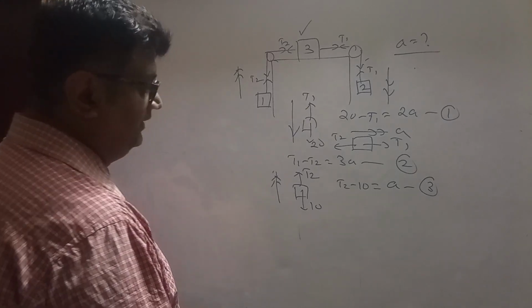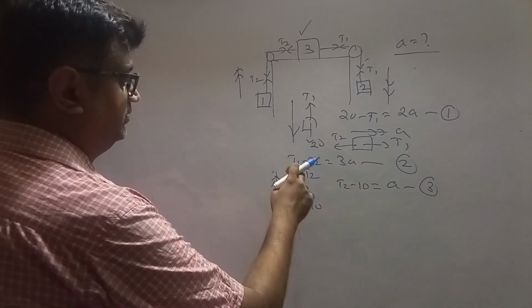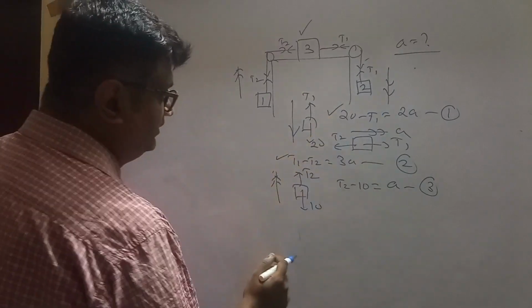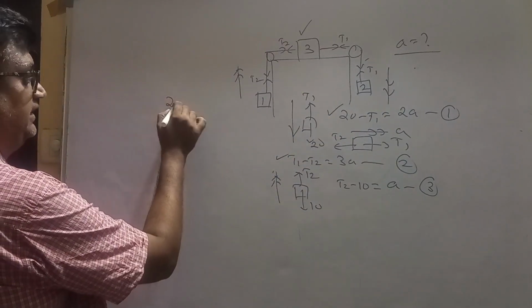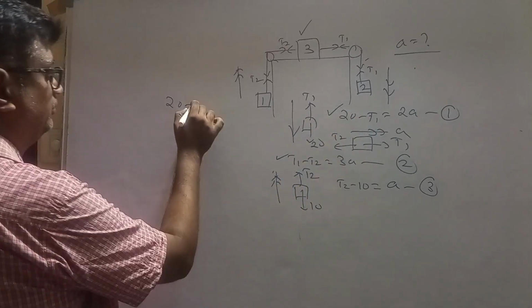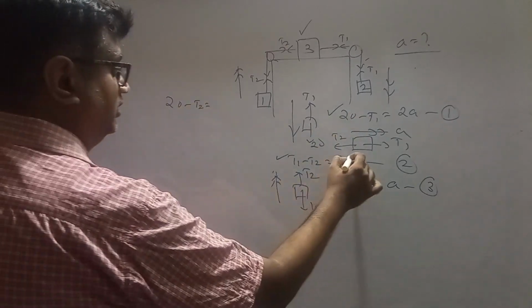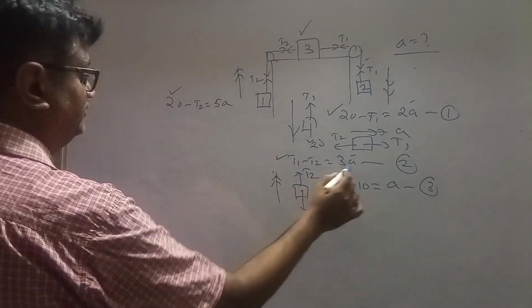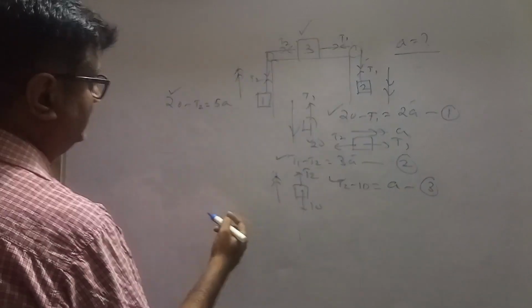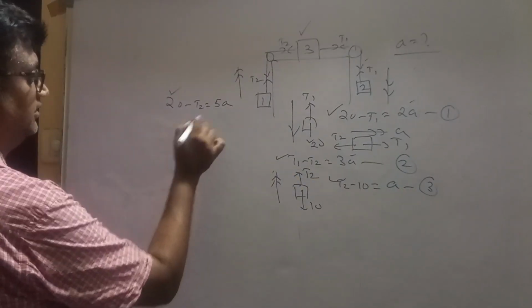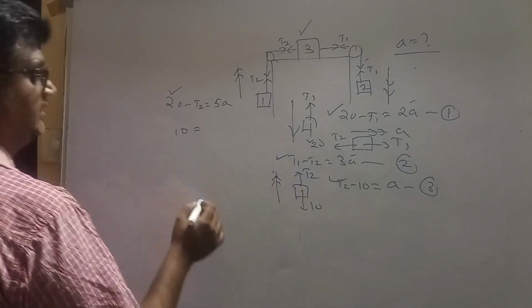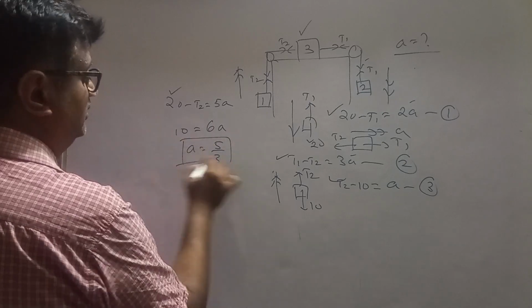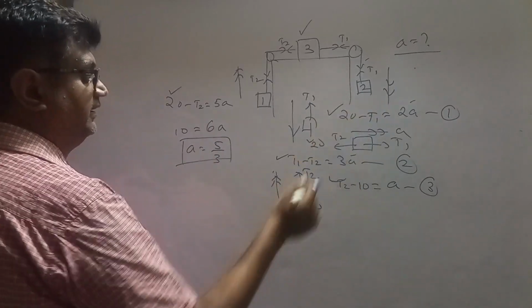How can we do this? We can add these two equations, then T1 will be eliminated. So 20 minus T1 is gone, and I get 20 minus T2 is equal to 2 plus 3, 5a. And now I can use this equation and this equation. I can add these two, then T2 will be eliminated. 20 minus 10, this will be 10, and 5a plus a is 6a. So a will be equal to 5 by 3. Once I get the a value, I can substitute and get the remaining values.